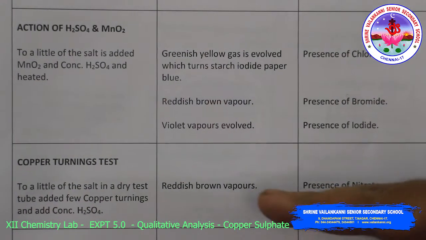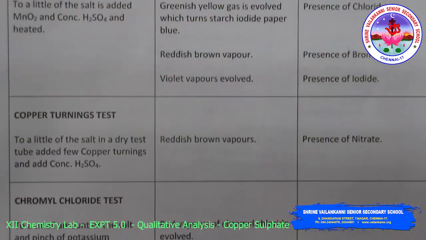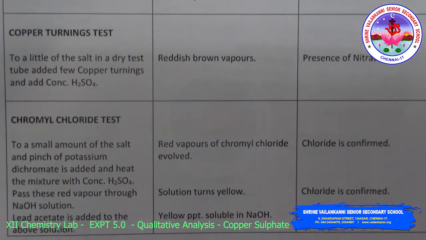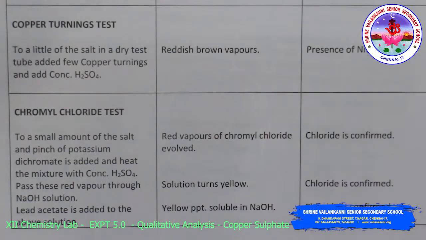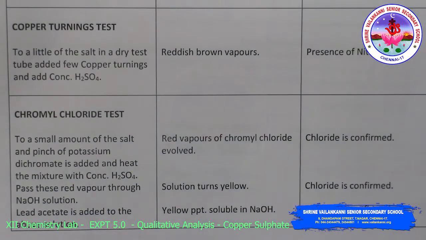Then the copper turning test. Take the salt, add copper turnings, then add a few drops of concentrated H2SO4, the sulfuric acid. Reddish brown vapors mean the presence of nitrate. Then the chromyl chloride test, a very important test, the confirmation test for chloride.